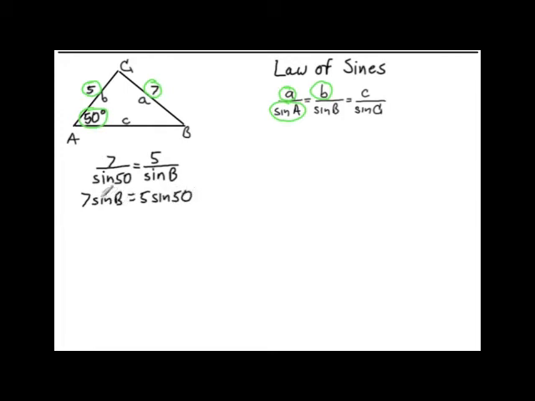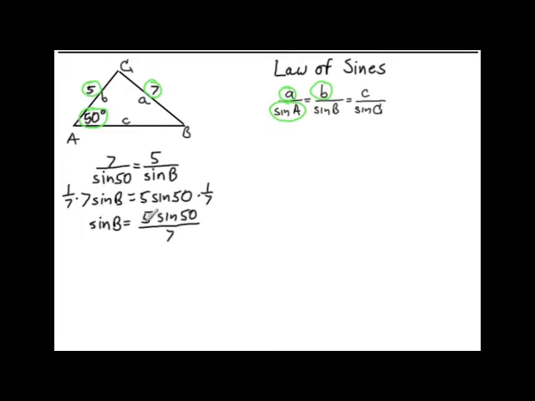Right, so now I want to get sine of B by itself. It's multiplied by 7, so to undo that, I'm going to multiply both sides by 1/7. Okay, so these cancel down to a 1, leaving just sine of B. And over here I end up with 5 times the sine of 50 divided by 7.